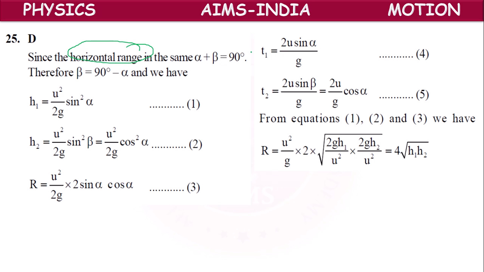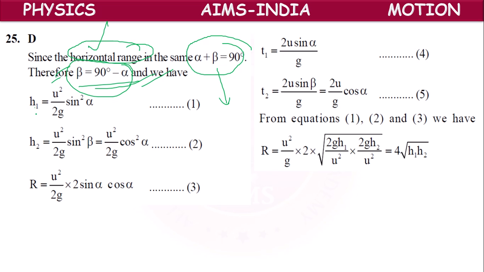So we have alpha plus beta equal to 90 degrees. For complementary angles of projection, for that kind of angles only, ranges will be same. So alpha plus beta equal to 90 degrees, beta equal to 90 minus alpha. Like this we can write. Why are we writing like this? Because the horizontal range is same.